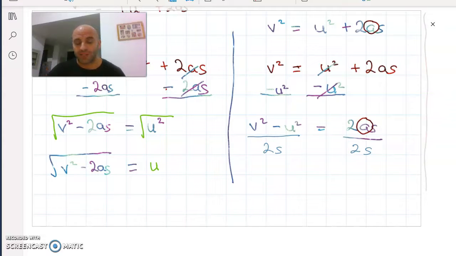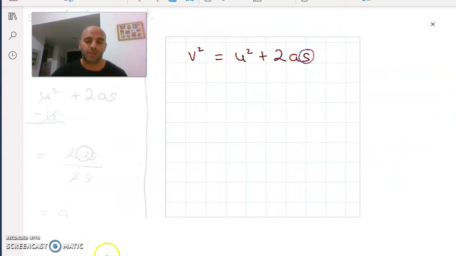So the next thing is that the 2 will cancel with the 2 on the right, the s will cancel with the s on the right, and that leaves me with the acceleration equal to the final velocity squared minus the initial velocity squared divided by twice the distance covered while accelerating. Okay, hopefully that makes sense. You gotta practice these ones, guys. You gotta practice them until you get them.